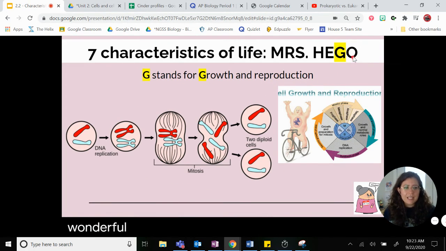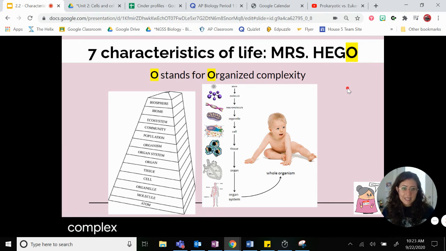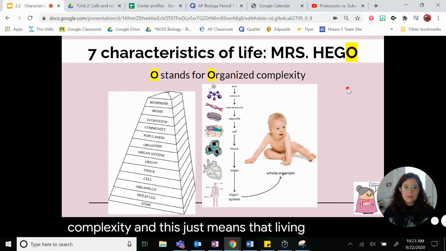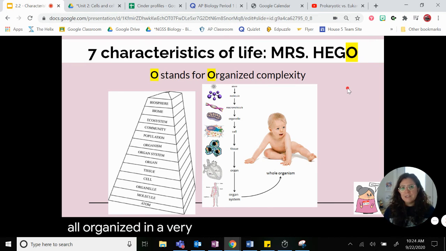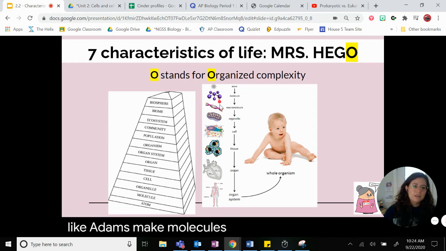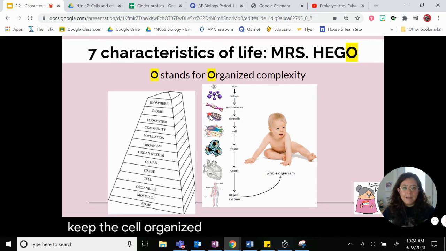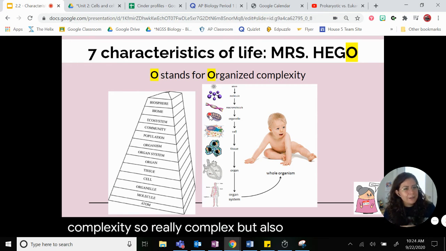Wonderful. Okay, and then next up is O. O stands for organized complexity. And this just means that living things are made of a lot of really complex molecules, but they're all organized in a very specific way. It's not just a gobbledygook of molecule soup. For example, atoms make molecules, molecules make macromolecules. Those macromolecules assemble into organelles, which all have specific purposes and keep the cell organized. This is the idea of organized complexity. So really complex, but also in a very specific pattern.